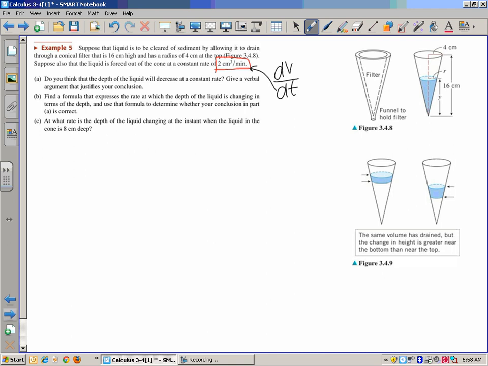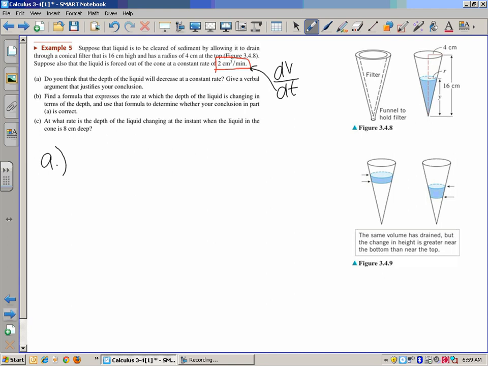Give a verbal argument that justifies your conclusion. Okay, so in this case, you're giving a verbal written description. I can't hear you talking, but I want you to be thinking about, do you think that the depth of the liquid will decrease at a constant rate? And then say why. Okay, so think about that. Pause, and write down your answer. You should be pausing. Write something down. Whether you're right or wrong is irrelevant right now. Give a verbal argument that justifies your conclusion.